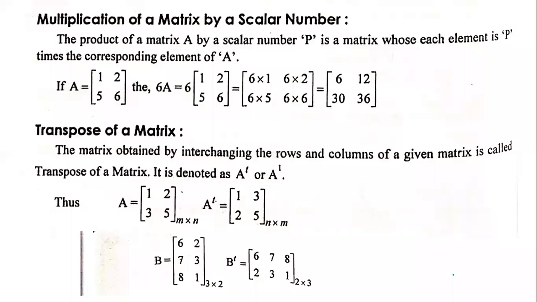Now moving further, we have something called multiplication of matrix by a scalar number. Scalar number means if you have one number which has been multiplied with the matrix, how do we multiply that matrix? Okay, so this is very important. Multiplication of matrix is a very important topic which will be asked in the examination for section B, that is going to be 6 marks.